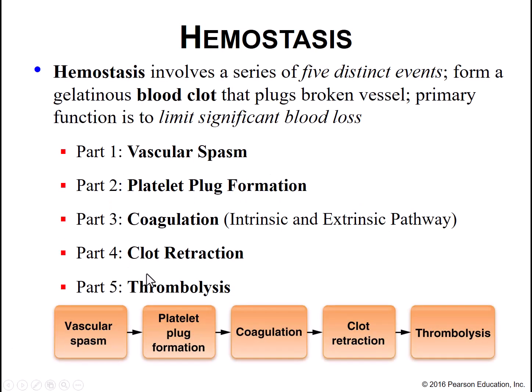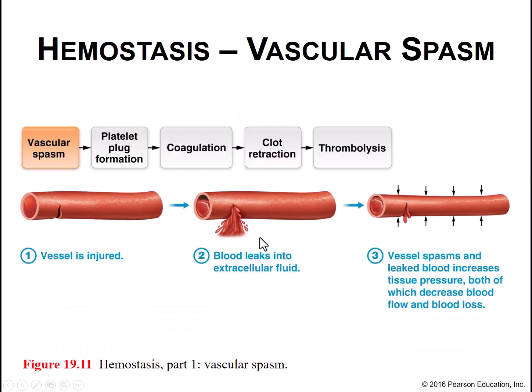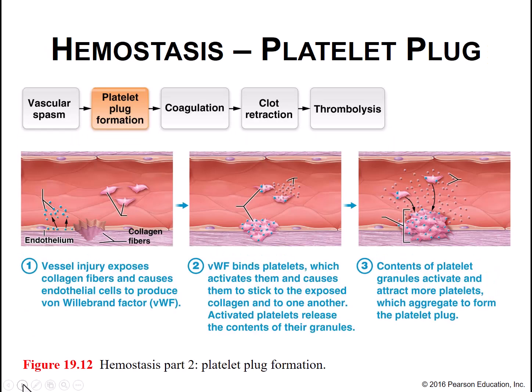And so these are our 5 steps of hemostasis, how a blood clot is formed. First, at the site of blood loss, where the injury happens, we have vascular spasm to slow the blood flow, then platelet plug formation by the platelets, coagulation down our intrinsic and extrinsic pathways, clot retraction, and then thrombolysis. And so here's vascular spasm: cut, blood leaks out, vasoconstriction to stop the blood flow. This is our part 1 of our hemostasis, stopping the blood flow.